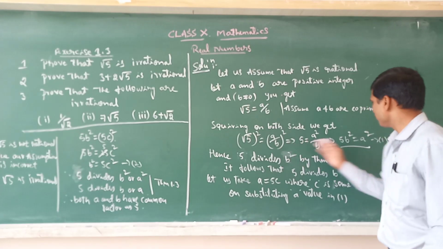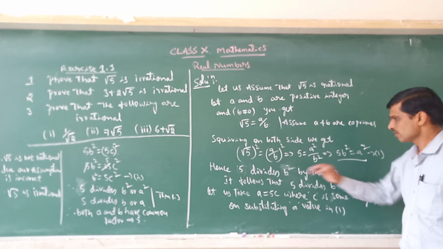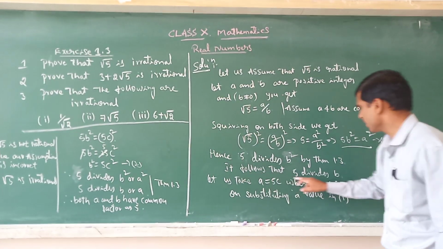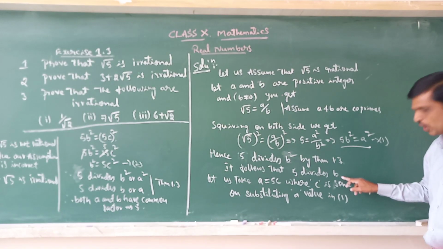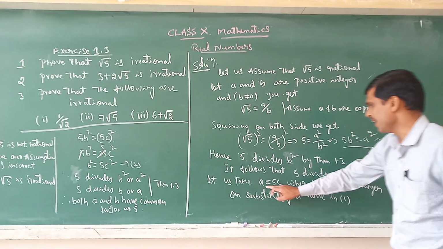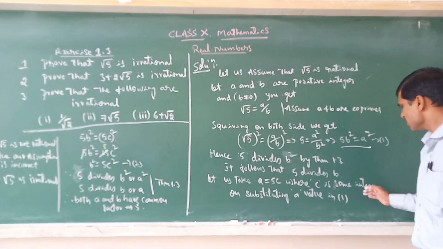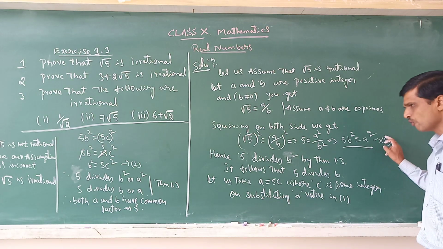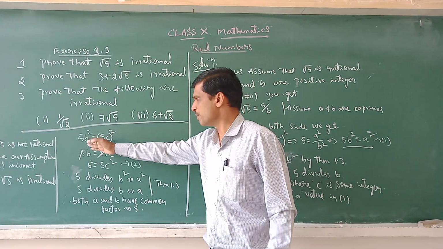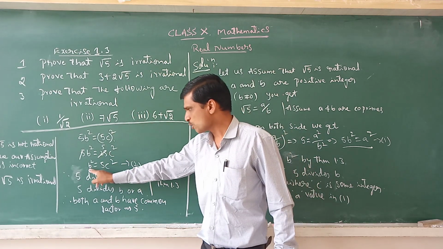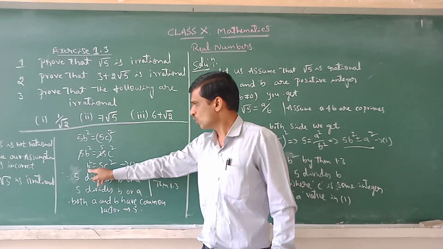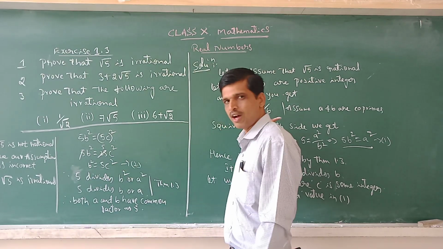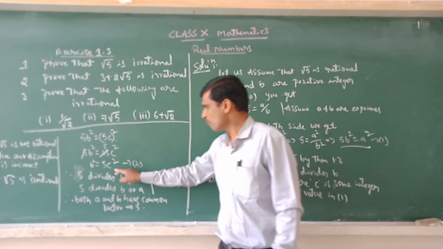So here, 5 divides a square, and by theorem number 1.3 it follows that 5 divides a. So let us take a as 5c, where c is some other integer. On substituting this value in equation number 1 we get 5b square is equal to (5c) square. Here also b square remains the same. So instead we can take a square, that becomes the same. So a square is equal to 5 square, here it already happened. So b square is equal to 5c square.